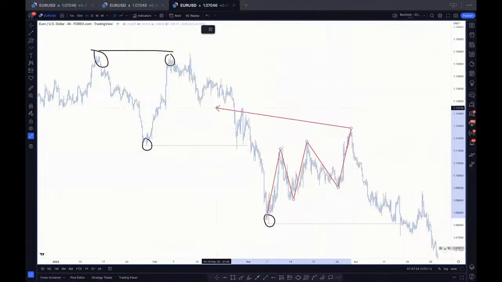That doesn't mean that the market is now bullish. It simply means that the internal structure is bullish, but the major structure is still bearish. Now, I just want you to have that in mind. We're still going to be building on this.